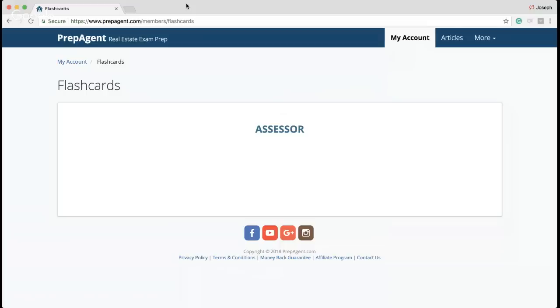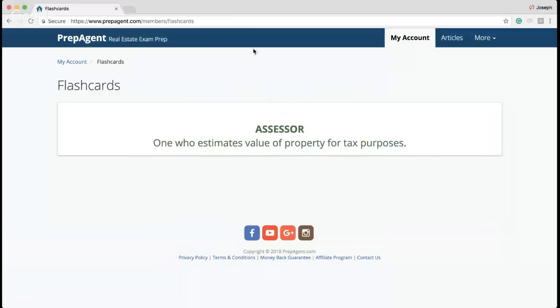Thanks, Bill. So it's the same as an appraiser, but an appraiser does it for the value when they're contracted out, usually by a lender, but it can be contracted out by anybody. An assessor is specific for taxes. One who estimates the value of the property for tax purposes.